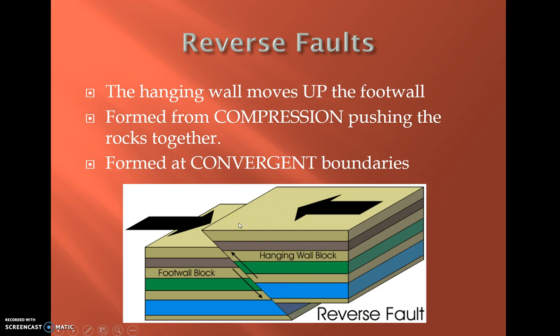And again, when the rocks break, as it moves, they send out shock waves, which we know as earthquakes. So this is compression, squeezing together. That's your stress. It goes with a reverse fault, and the reverse fault is formed at a convergent boundary. So these three things go together. Reverse fault, compression is squeezing it together. It's at a convergent boundary.